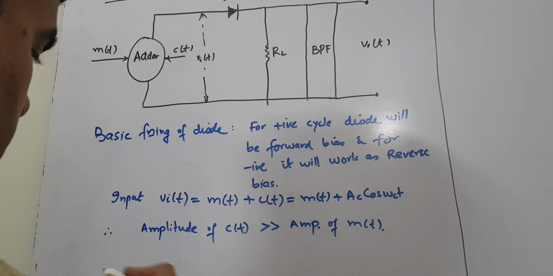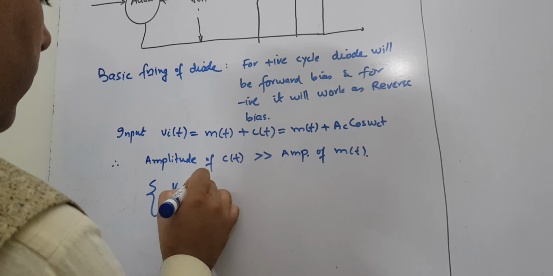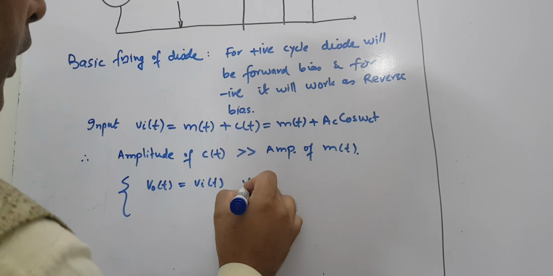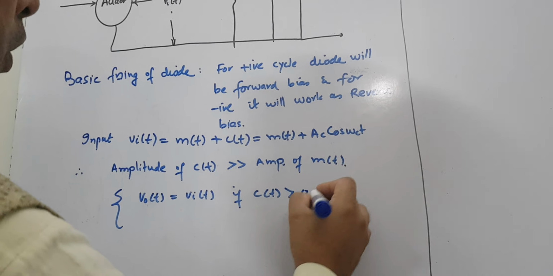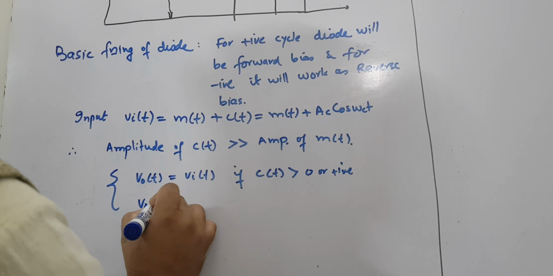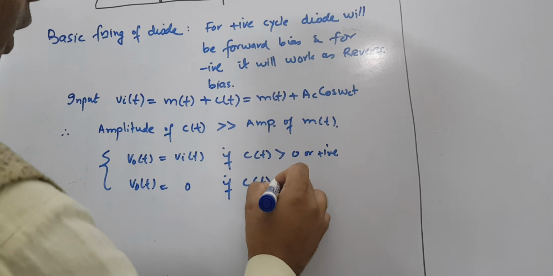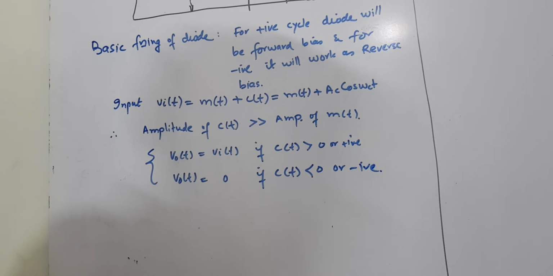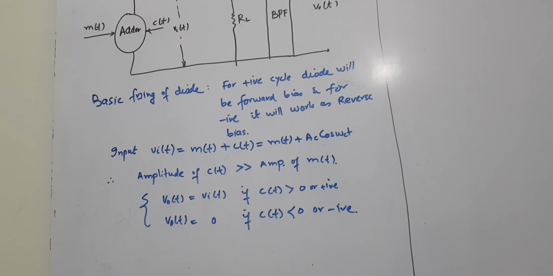So you can say something like that: the output of the diode v_o(t) will be equal to v_i(t) if c(t) is positive, and otherwise v_o(t) will be equal to 0 if c(t) is less than 0 or negative, because in that case the diode will work as an open switch device.